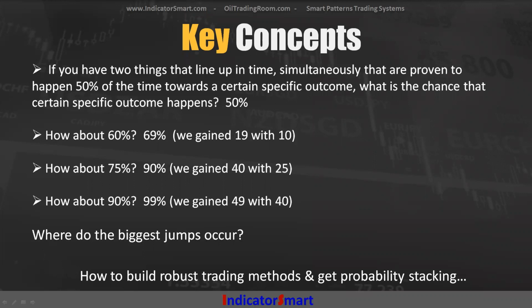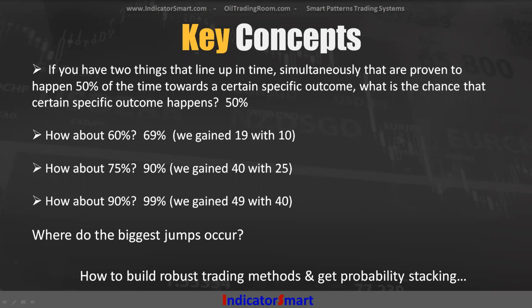So if you've got two things that line up in time simultaneously that are proven to happen 50% of the time towards a certain specific outcome, what's the chance that the certain specific outcome happens? You combine two of them and each of them are 50%, you get 50%. So Bayes recognizes that 50% is 50%. It doesn't matter if you put 100 of them together, it's still 50%. Well, how about if those two signals, or whatever you want to call them, the two things that are happening simultaneously, this key word here, are 60%? Well, then you get 69%.